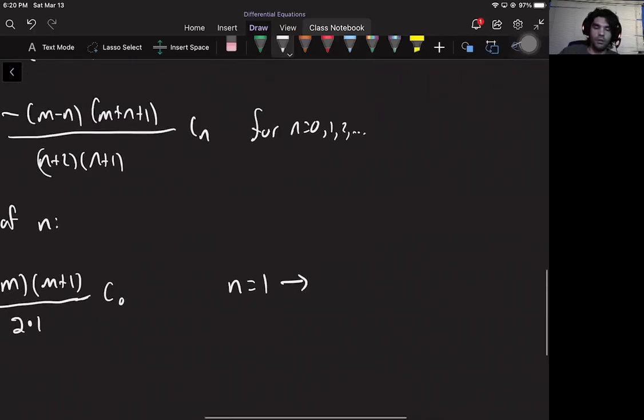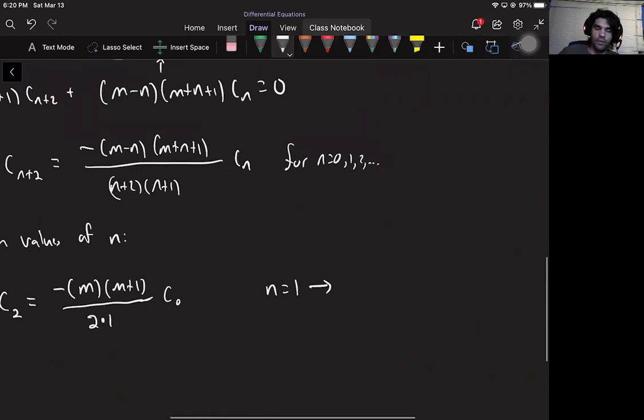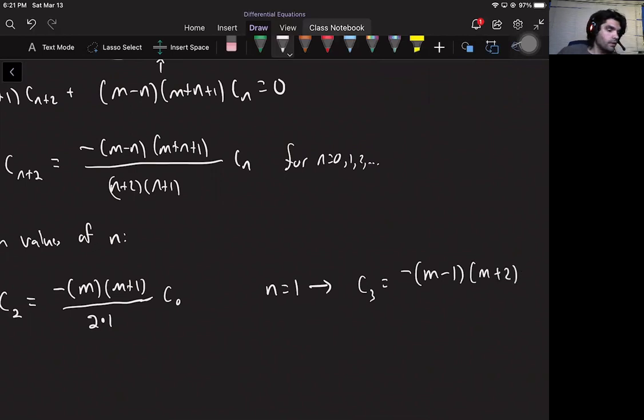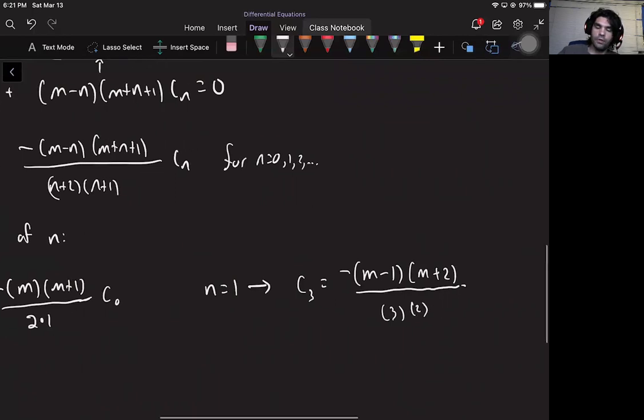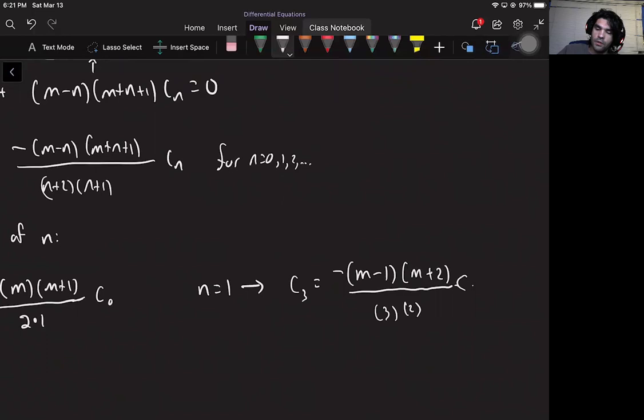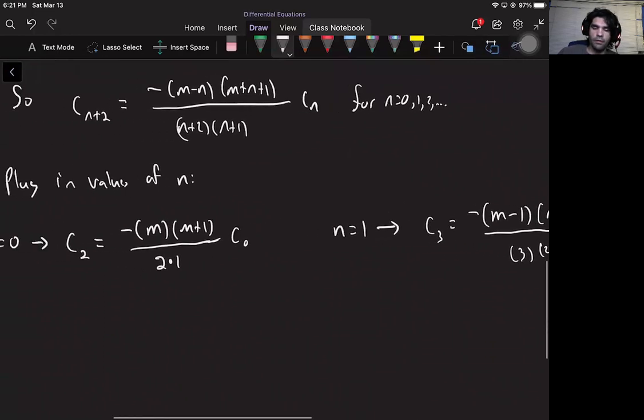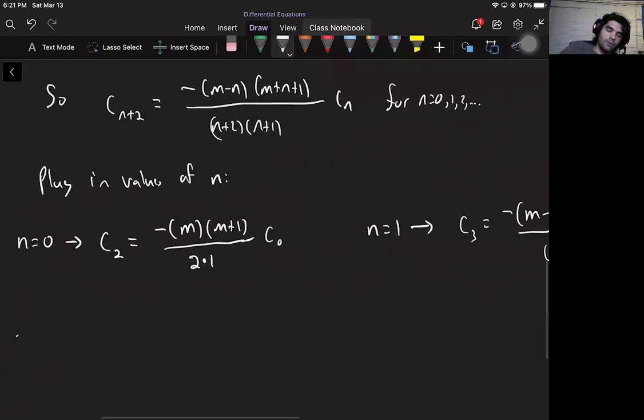so I plug 1 into this relationship there, then I get C3 equals negative m minus 1, m plus 2. And then on the bottom, it's 1 plus 2 is 3. 1 plus 1 is 2. So 3 times 2. And then n is 1, so this is C1. Okay, so now let's do n equals 2.